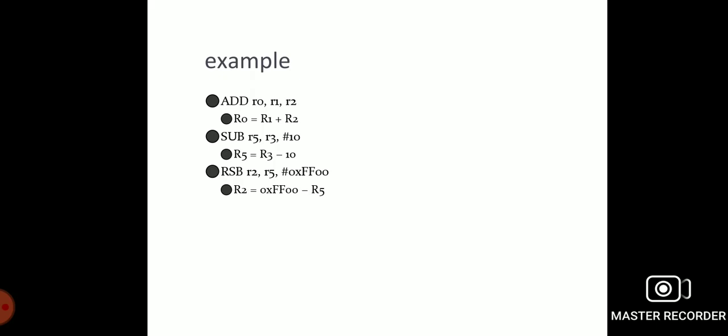Next, the reverse subtract RSB R2, R5, #0xFF00. It is 0xFF00, a hexadecimal value of the data. To reverse subtract of R2, so the R2 is equal to 0xFF00 minus R5.